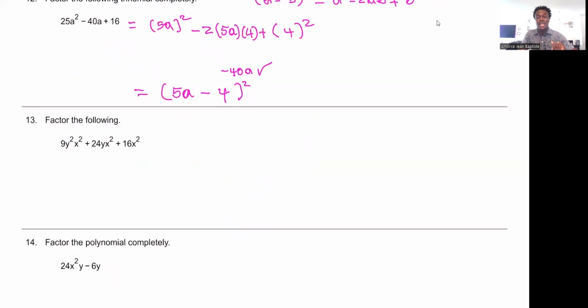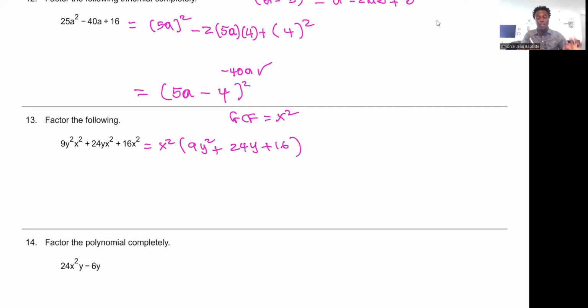But first, let's see if we can find a GCF that is different from 1. When I'm looking throughout the expression, I see that the GCF here is x squared. Then let's factor it out. So x squared pulled out. So that's 9y squared plus 24y, and then plus 16, with the x squared being on the outside.